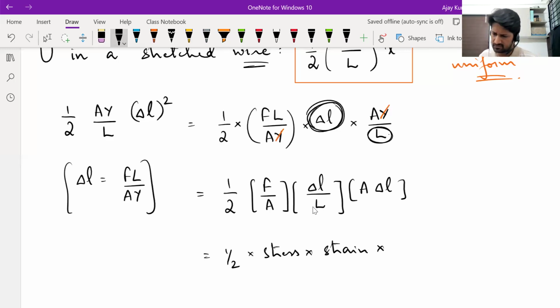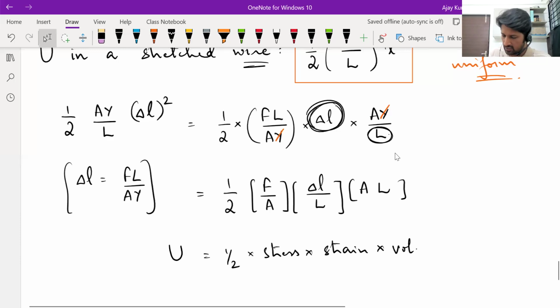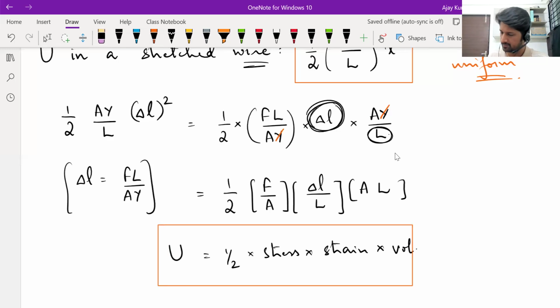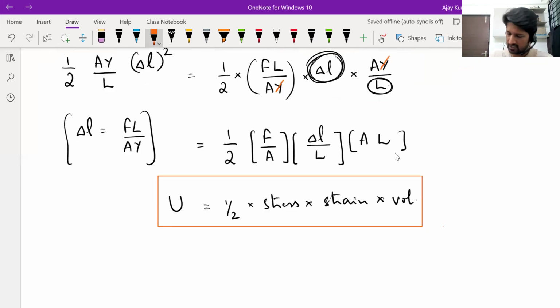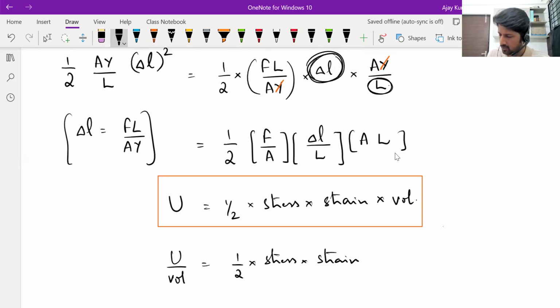Wait. Delta L is already considered, no? L is left in the numerator. Delta L by L strain we have already taken. L is left in the numerator. A into L, area of cross section multiplied with the length, becomes the total volume of the wire. So the potential energy stored in a stretched wire can be expressed this way also: half stress strain volume. Okay. You may even be asked, what is the potential energy stored per unit volume? Then it becomes half stress strain. But only when the stress is uniform. Keep the condition in mind.